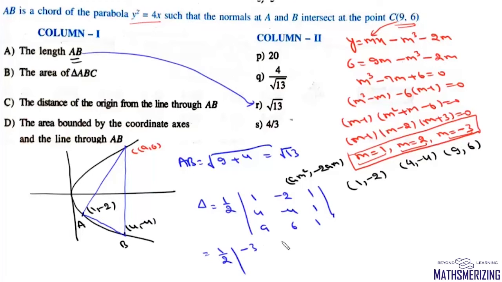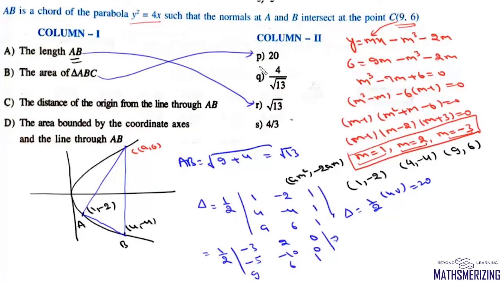So we can write this as 1 by 2 times the determinant with rows -3, 2, 0; then here it will be -5, -10, 0; and this is 9, 6 and 1. So we can write this area as 1 by 2 times 30 plus 10. So that should be 40 and it is 20. So the area of this triangle ABC is simply 20 units. So option B is matched to P.